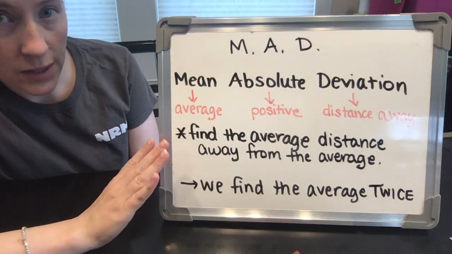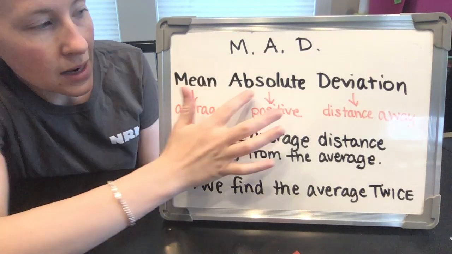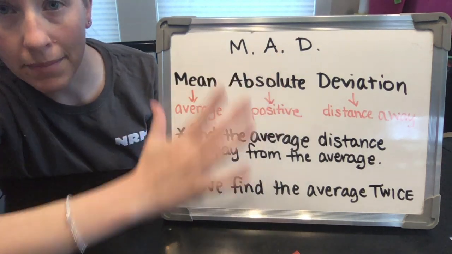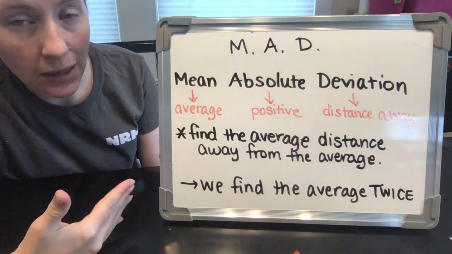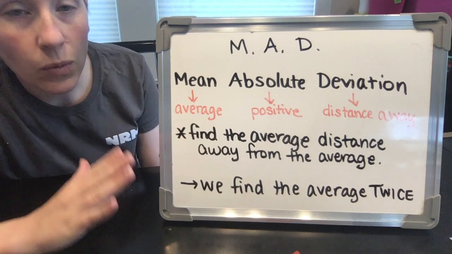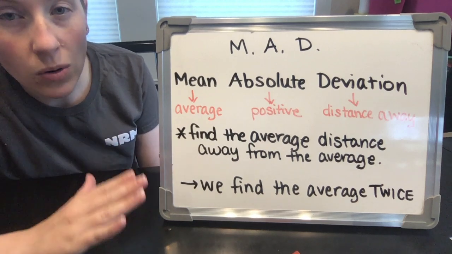Here are our notes for today. Our topic is called Mean Absolute Deviation. You might also see it represented with its nickname of MAD. And it's a tough lesson. We've got a bunch of different steps to do, and it makes some kids mad, and that's okay. We're gonna work on it together, and I am totally here to help you.